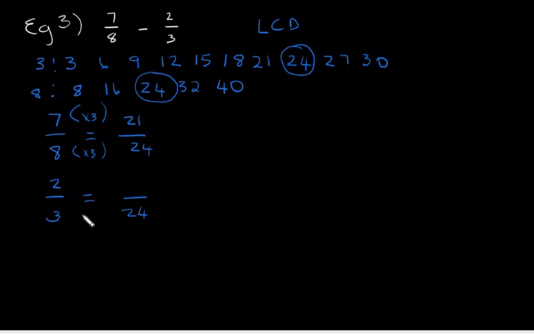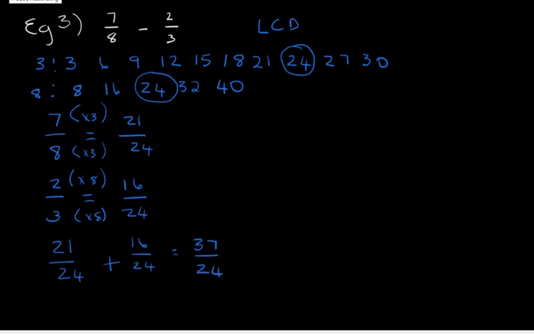And for 2 over 3, what did we do? We multiplied by 8. And so we need to multiply 2 as well. And that will give us 16 over 24. So now we can add 21 over 24 plus 16 over 24. What will that give us? This will give us 37 over 24.